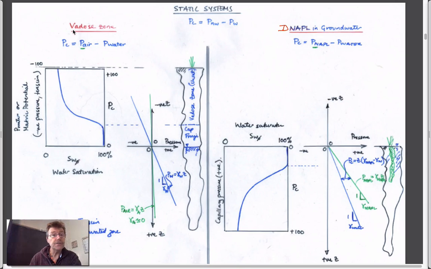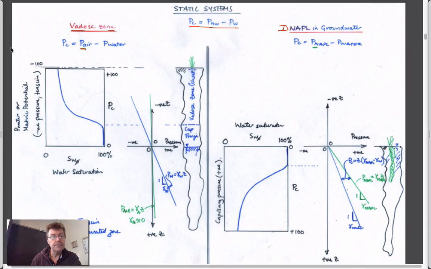So there are two conditions that we look at. One is for the vadose zone, which let's look at first because I think it looks most familiar to what we've looked at so far. We've defined exactly what we mean by capillary pressure. It's the difference between the pressures in the two fluids that are present in the system.